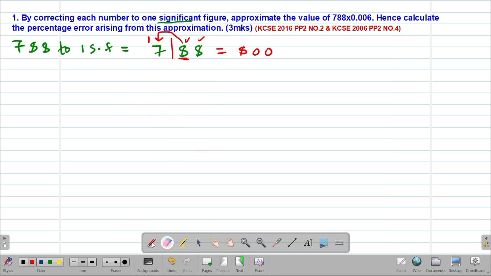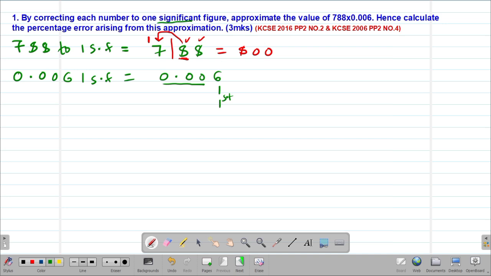Then I check the second number that I'm given. This is 0.006. I want to express this to 1 significant figure. Now, this, of course, is our first significant figure. The three zeros are not significant because, one, they exist to the left-hand side of a nonzero digit, and two, they are not between any two nonzero digits. Therefore, this will be my first significant figure.